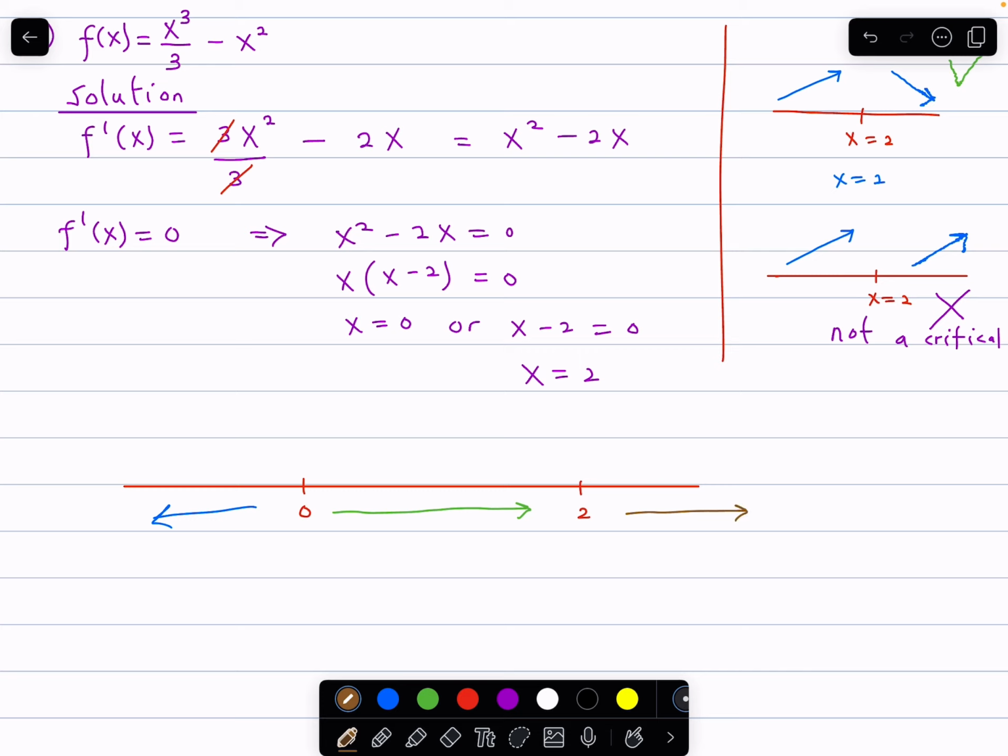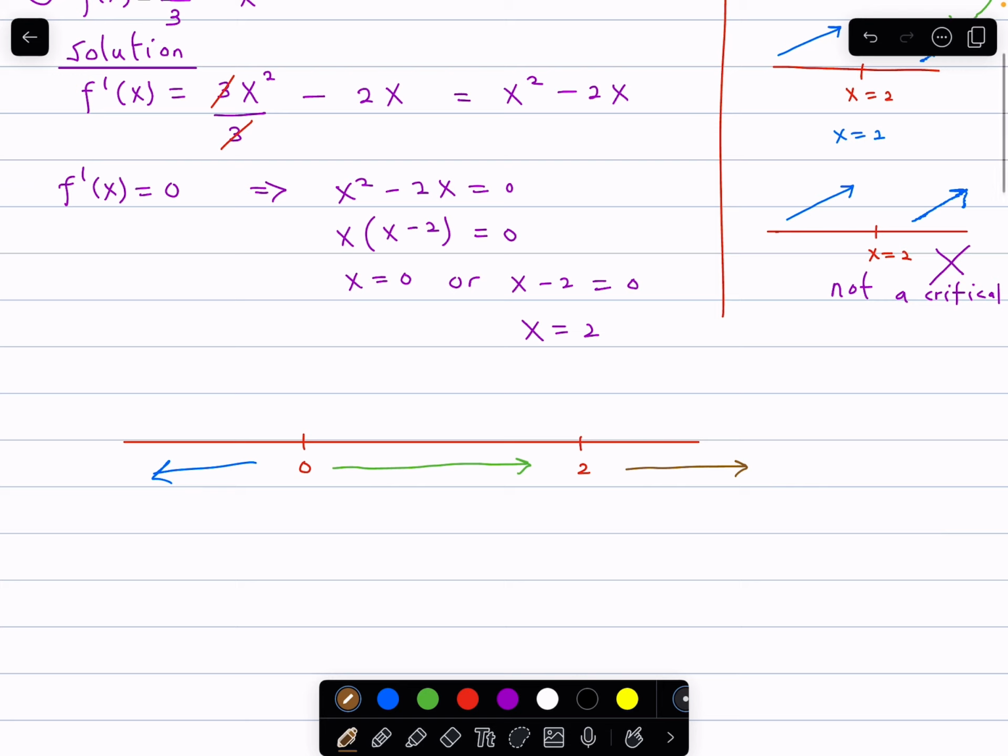Now in each of these three parts, I'm going to pick a number and plug it into the first derivative. So I'm going to pick a number to the left of 0. So I'm picking a number here. I just want to pick a number.